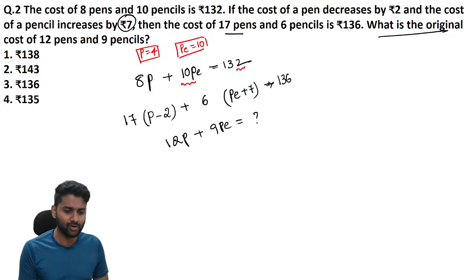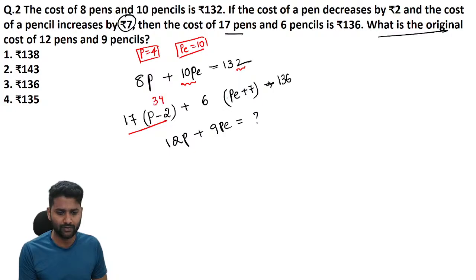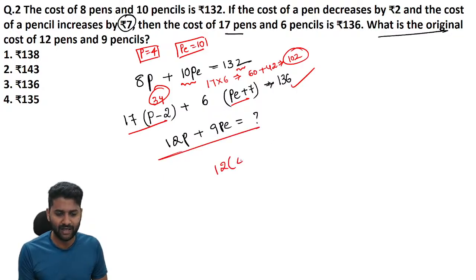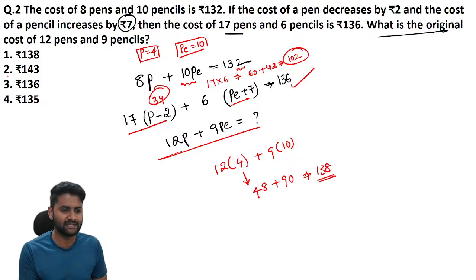But is it right or wrong? You can check with the second equation. P minus 2: 17 into 2 is 34, and 17 into 6: 6 into 10 is 60, 6 into 7 is 42. Now the value becomes 102. 102 plus 34, the value becomes 136. Yes, both equations are satisfied. Then directly you can replace the pen value as 4 and the pencil value as 10. So 12 into 4 is 48, 9 into 10 is 90. Now the value of 12 pens and 9 pencils is 138.